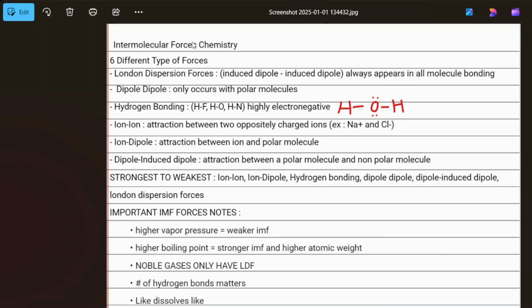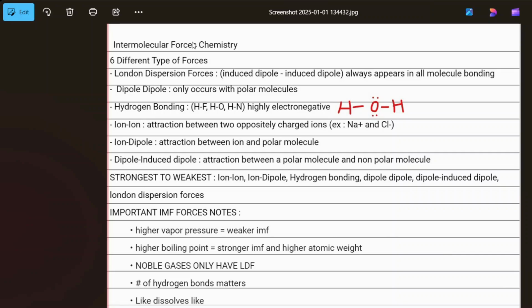Ion-ion is the attraction between 2 oppositely charged ions. So for example, Na plus and Cl minus. Ion-dipole is the attraction between an ion and a polar molecule, but a dipole-induced dipole is the attraction between a polar molecule and a non-polar molecule.